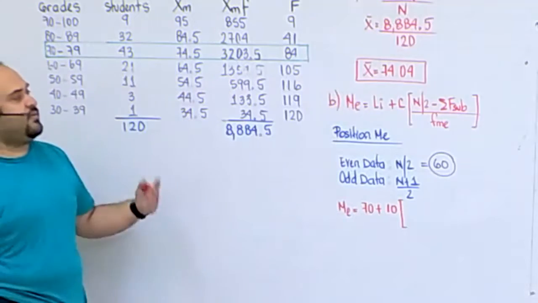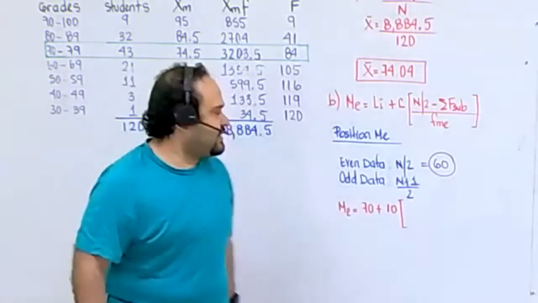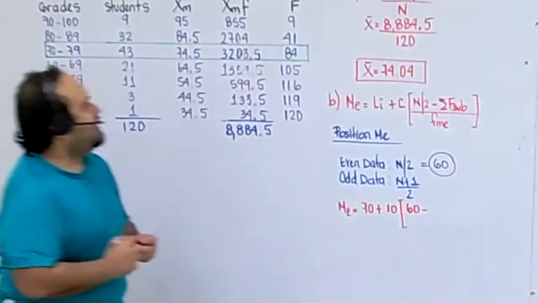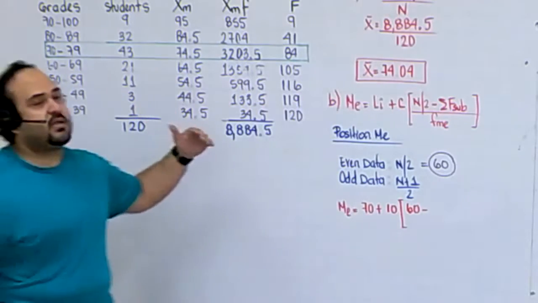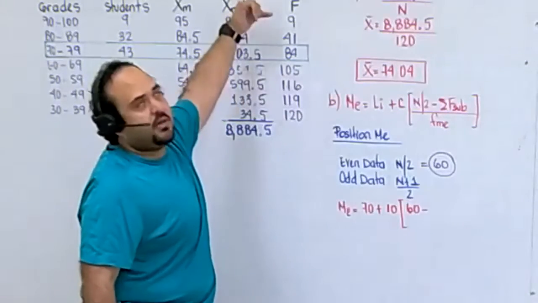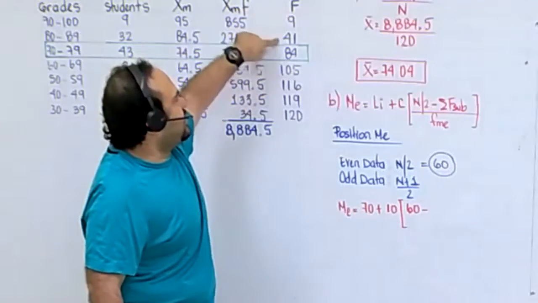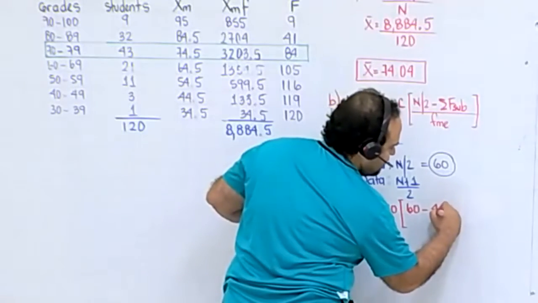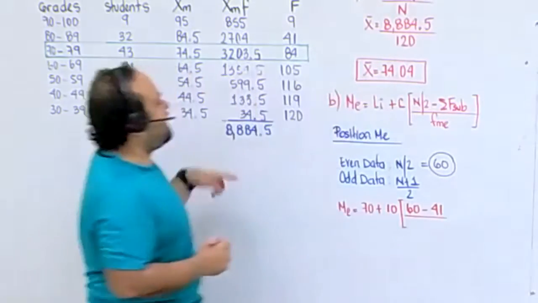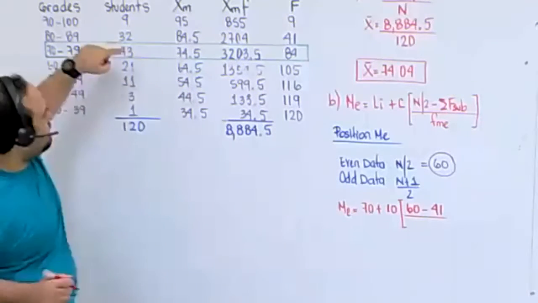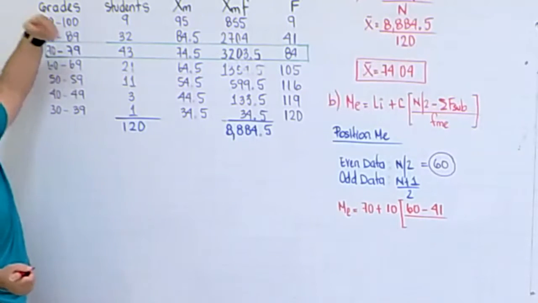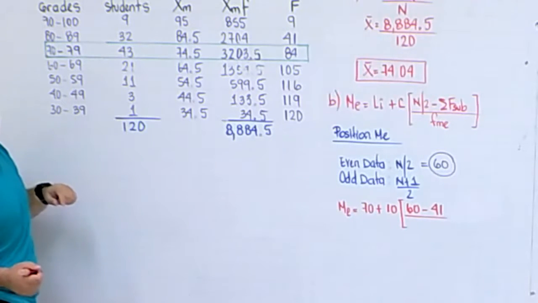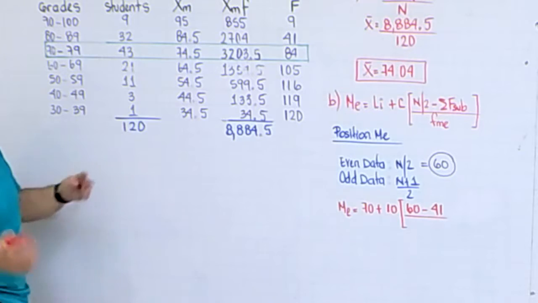Remember, n divided by 2, we got that result. That will be 60. And I'm going to subtract the accumulated frequencies up. What does that mean? That means the upward absolute frequency. That will be 41. All right, 41. And this result is divided by the frequency of the median, I mean the absolute frequency. This absolute frequency will be 43. Understood until this part? Guys, ¿estamos hasta ahorita?